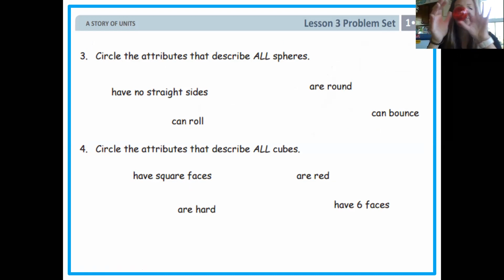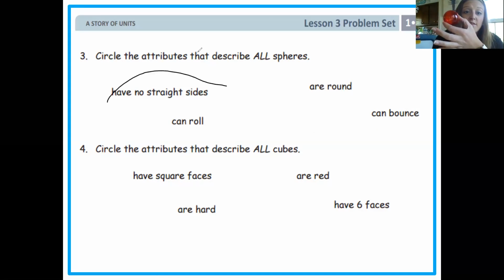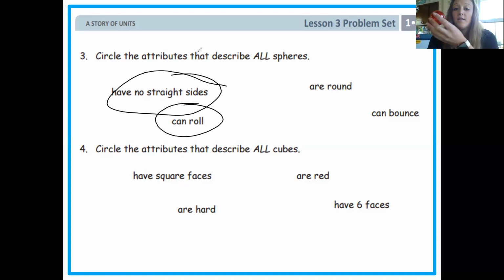Okay, so let's look. Oh, wait a minute. I have no straight sides. Well, there's nothing that's straight about this. It's all round. Can it roll? Oh yeah, I remember I said it could roll, and Dixie likes to chase them because they roll around. It rolls. Oh, and I just said, oh, they're round, right? All the sides are round, so if it's not flat, it has to be round. It can bounce. Well, a tennis ball would bounce, but this one doesn't bounce. So just because it's a sphere doesn't mean it's going to bounce.